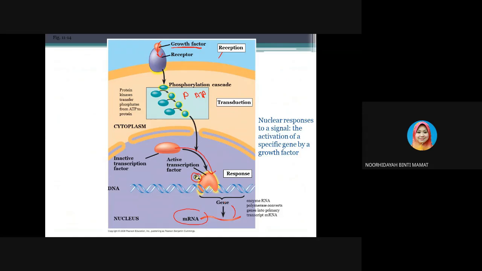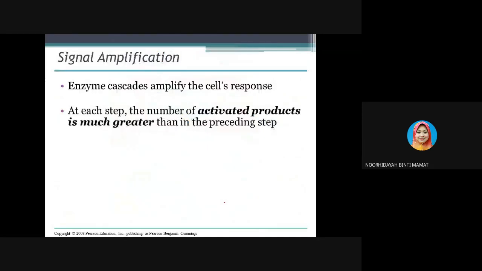Right, so we go to signal amplification. The enzyme cascade amplifies the cell's response. Just now, we were talking about the phosphorylation cascade. This is the enzyme cascade, and it will amplify the cell's response. At each step, the number of activated products is much greater than at the preceding step.